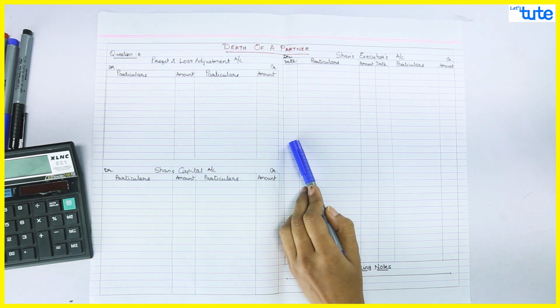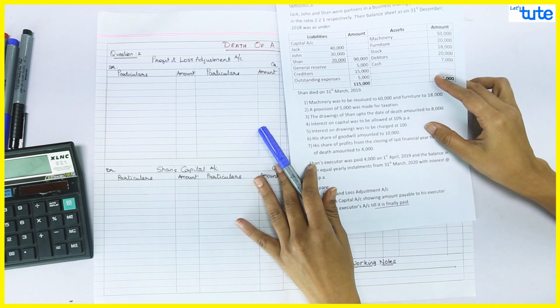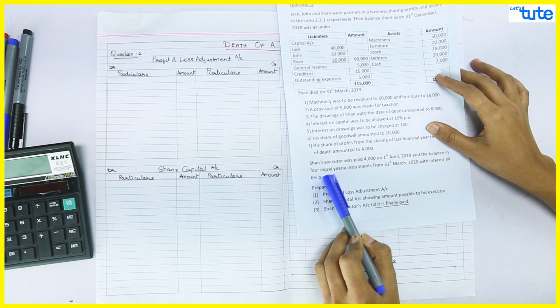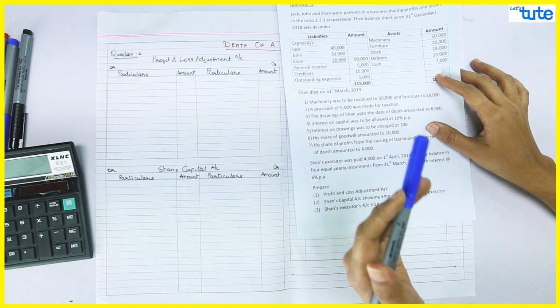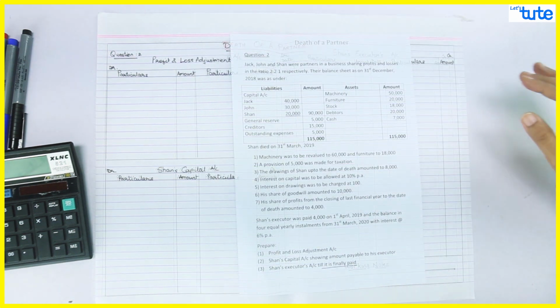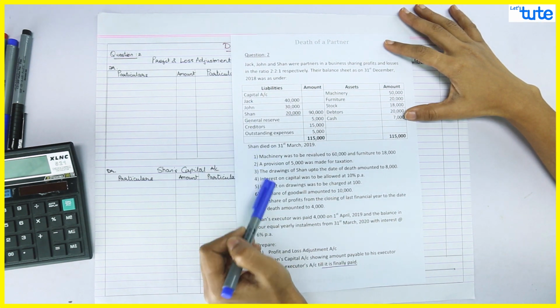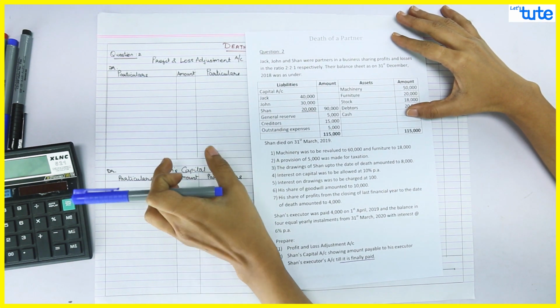Over here we are required to prepare a date column also, since there is a payment to Sean's executor in 4 installments and we need to prepare that account for 4 years. I have prepared the date column also. Now we'll start posting the items and giving the adjustments.